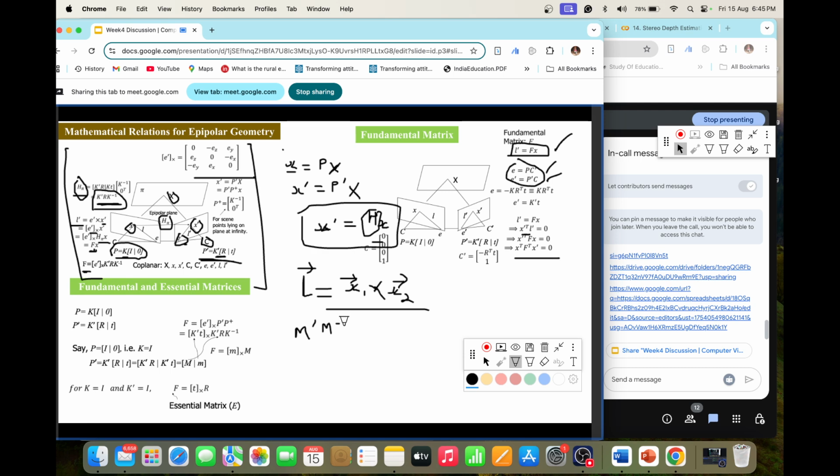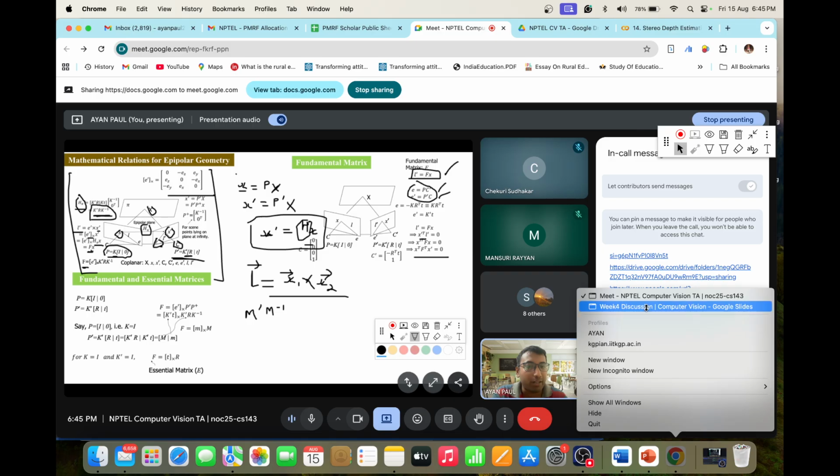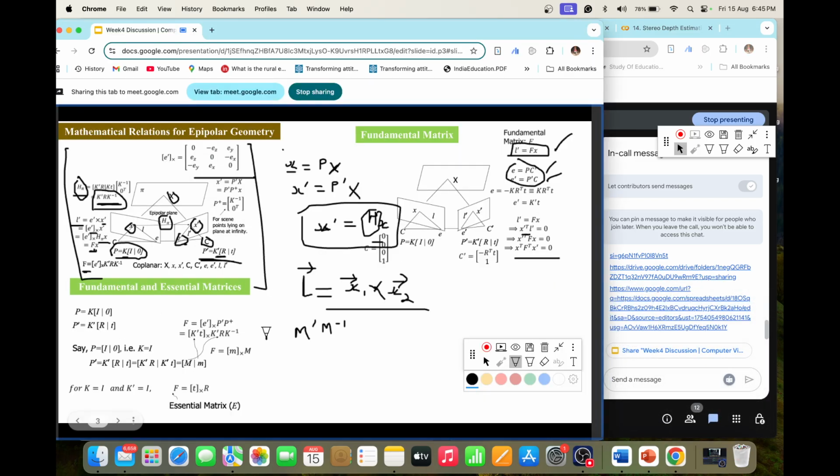Now can anyone tell what is M and what is M dash? Can anyone tell what is M? Okay, no response. So in the previous class, what we have learned, that is the formula of H.